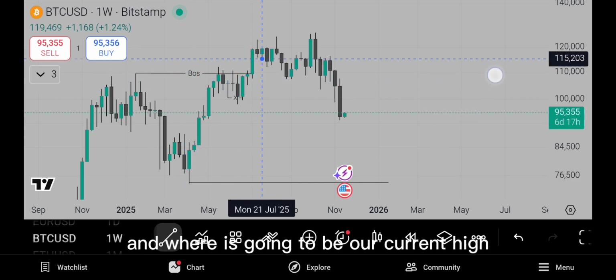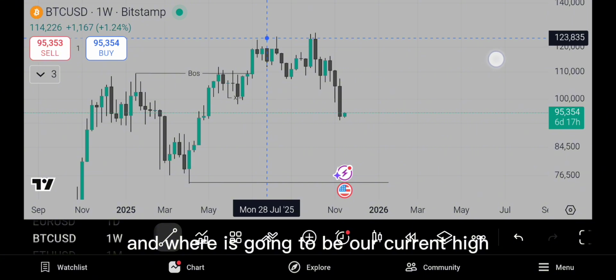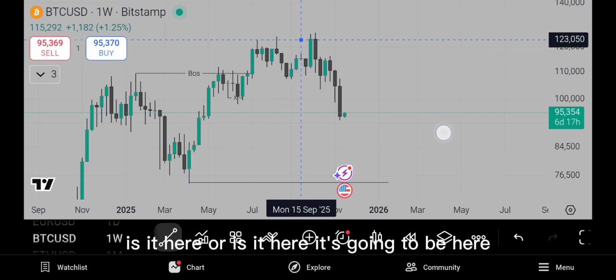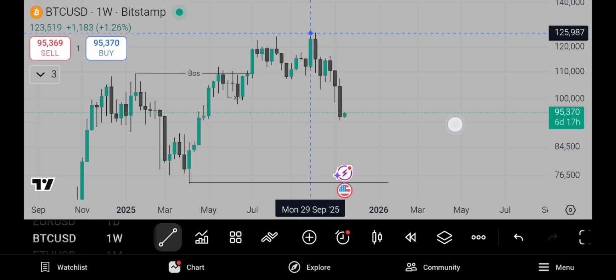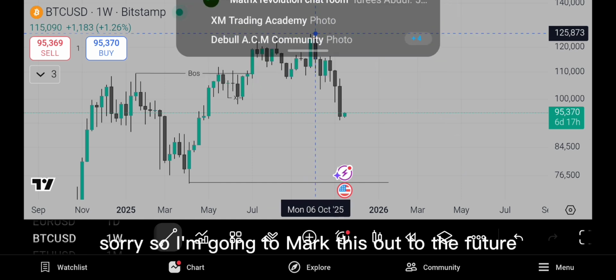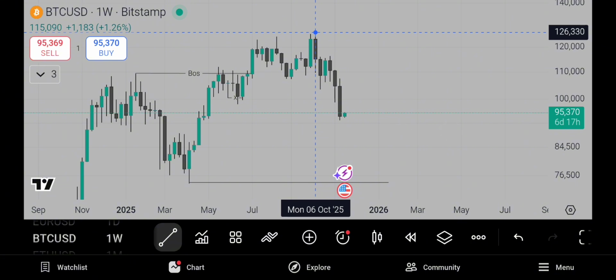And where is going to be our current high? Is it here or is it here? It's going to be here because this is the highest point. It's the highest price BTC got to. So I'm going to mark this out to the future.